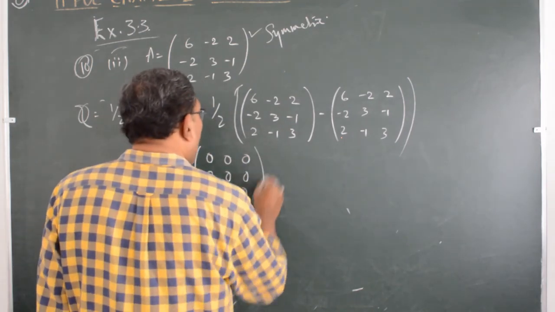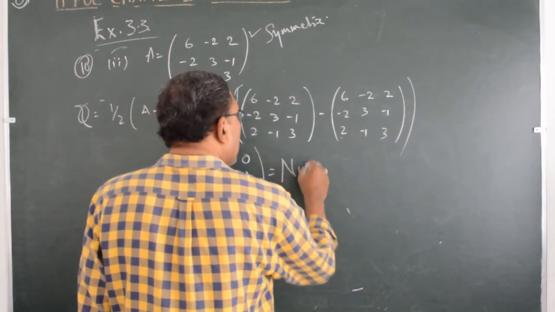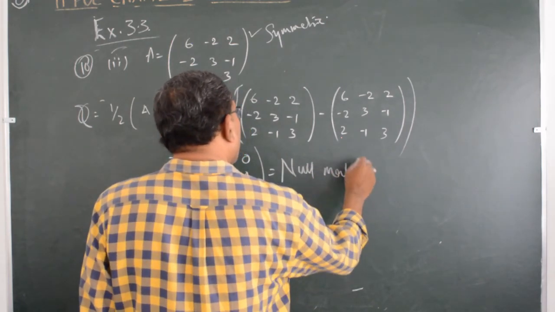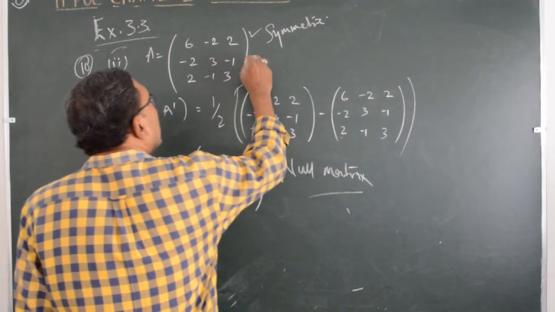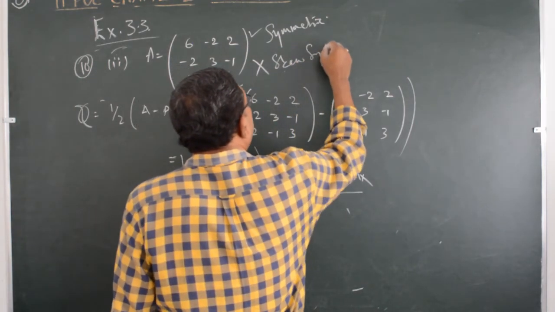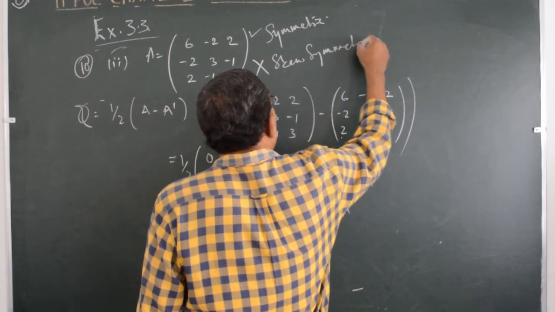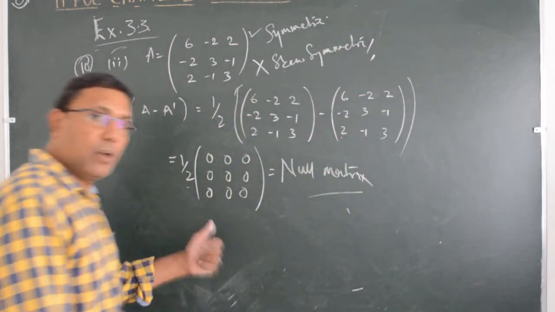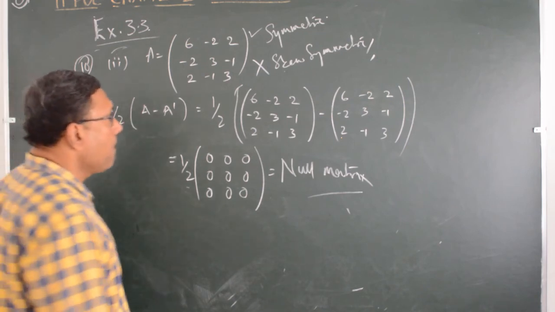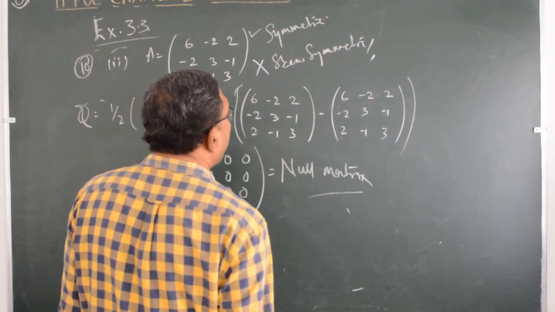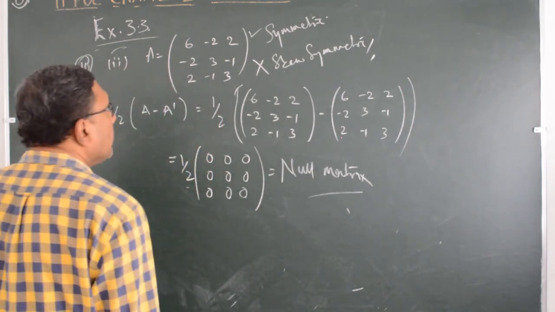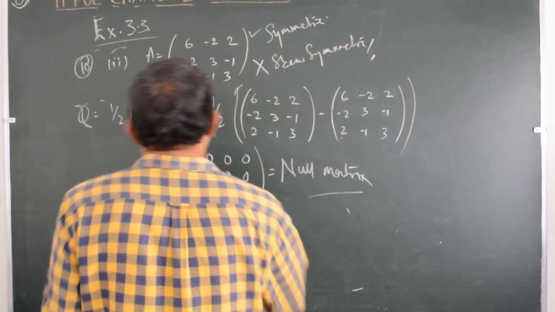What do we get? We get a null matrix. Therefore, it is not skew symmetric. Right? This is not skew symmetric. Okay? Done. Let's go to the next problem.